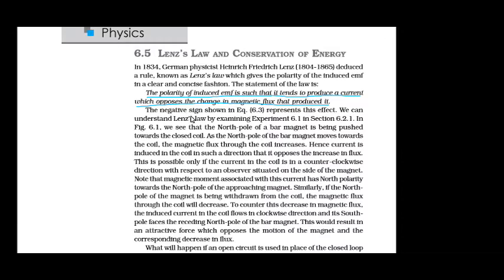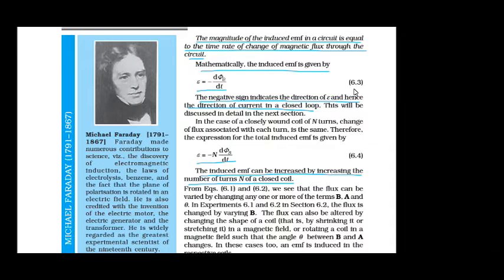Now, the negative sign in equation 6.3 represents this effect. Here is the equation 6.3, that is E is equal to minus d phi by dt. They are talking about this negative sign. This is from Lenz's law.